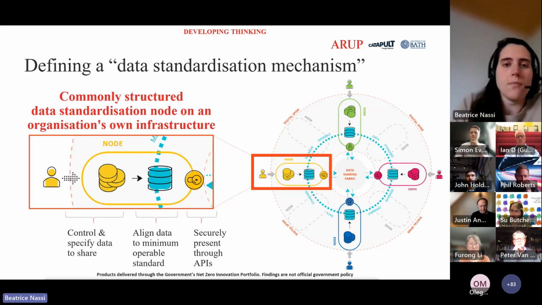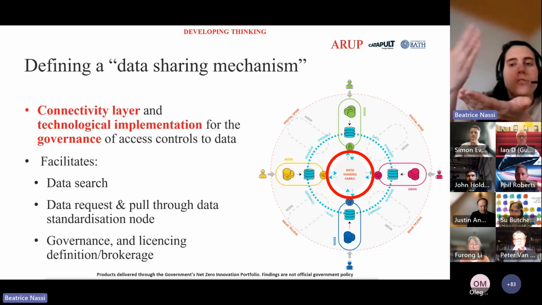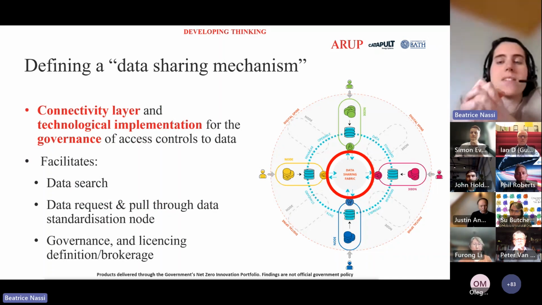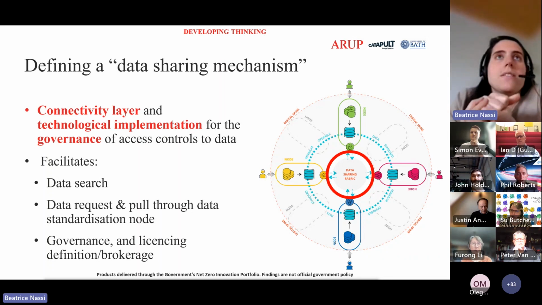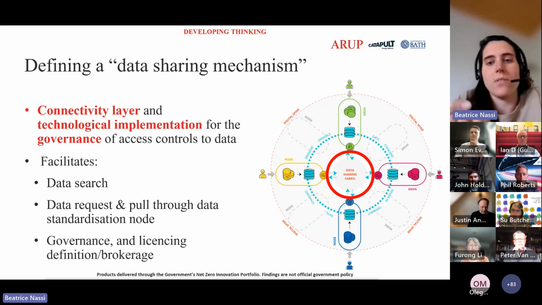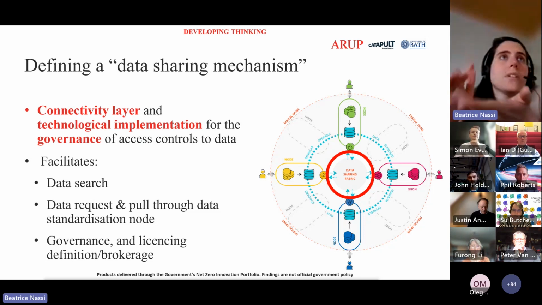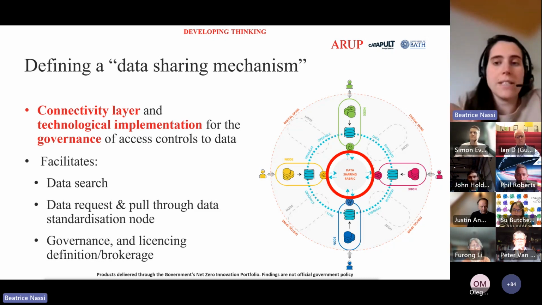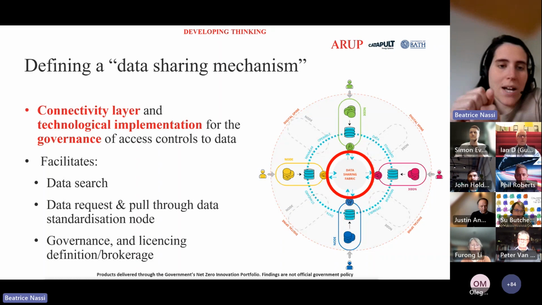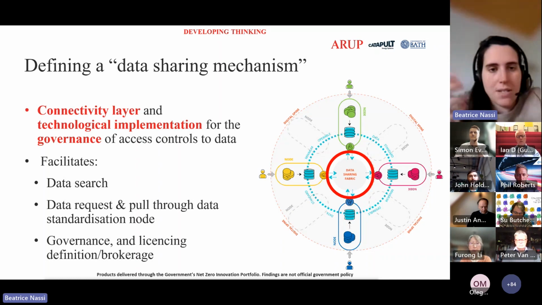So with the data then available to share, our study is looking to define in more detail the concept of a data sharing mechanism. And this is effectively the connectivity layer that supports the correct access and sharing of data. And it does so from both a technological and governance perspective. It facilitates the search for the data, the request of the data from a node, and then helps the definition and brokerage of the right licensing agreements that are needed to access and use the data that you are requesting.